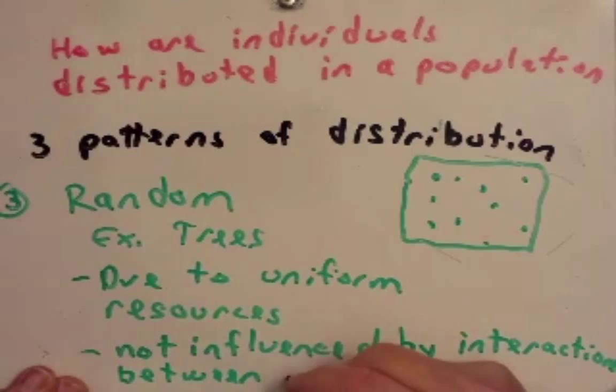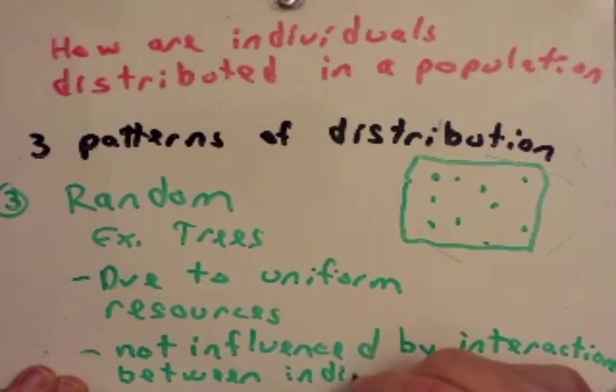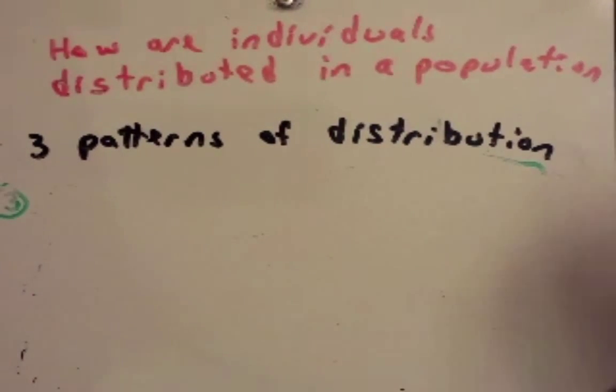Uniform is definitely influenced by the interactions between individuals as they are defending their territories. Clumped is definitely influenced by interactions between individuals as that school of fish work together to meet the common needs of the individuals. So these are the three patterns of distribution: clumped, uniform, and random.